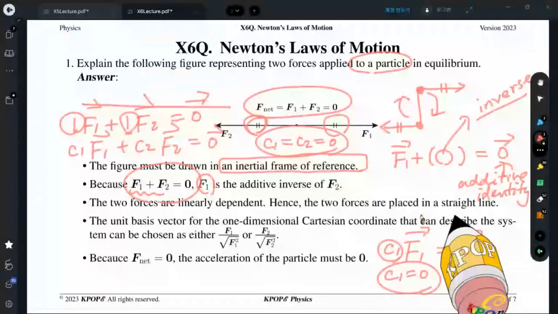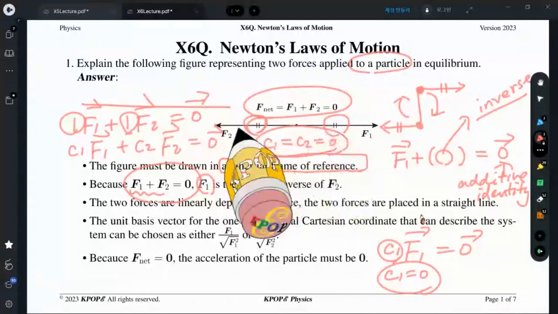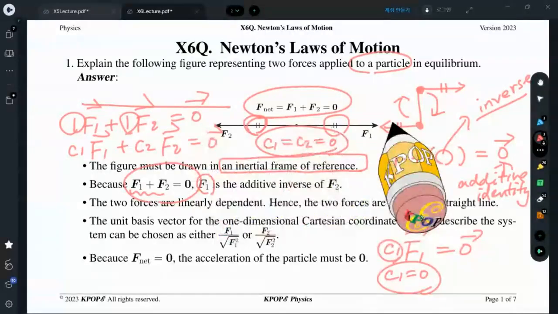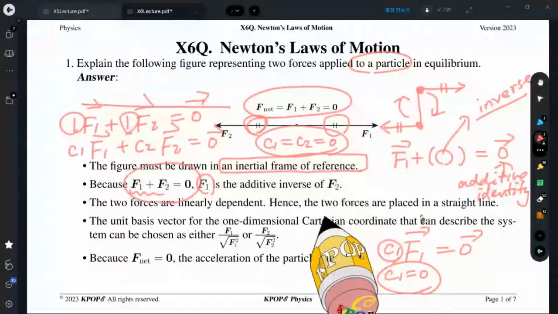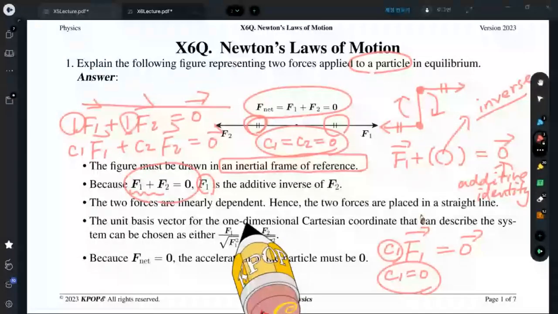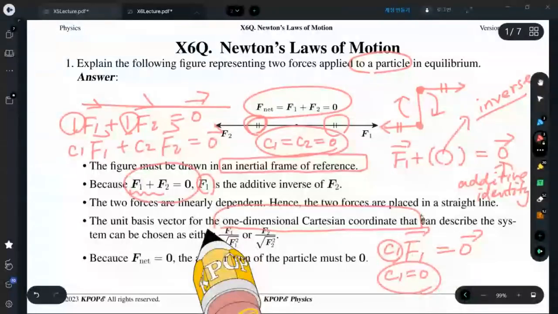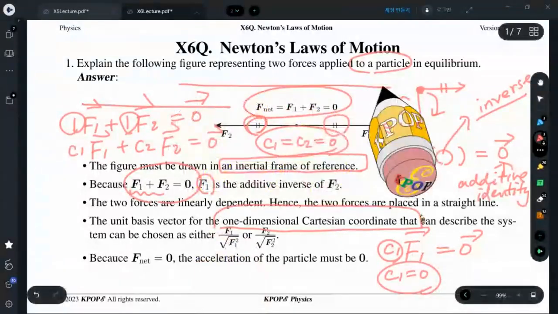So the number of linearly independent available vectors is called the mathematical dimension of the vector space. And in this case, we have only a single dimension. That's the reason why this system is completely expressed in terms of a one-dimensional Cartesian coordinate system. The single number line is enough to describe the system.